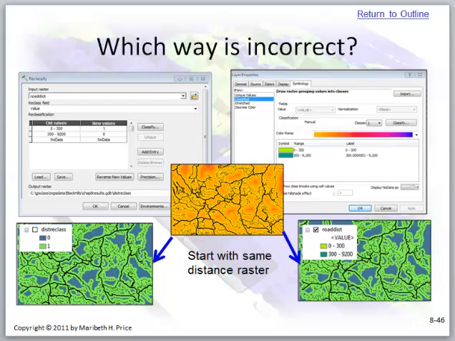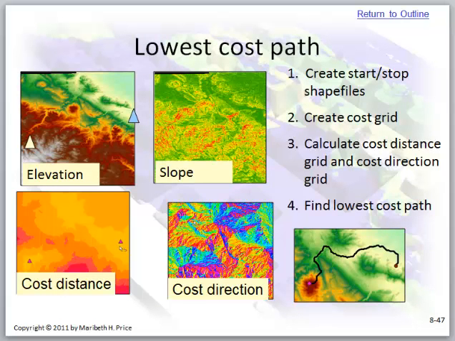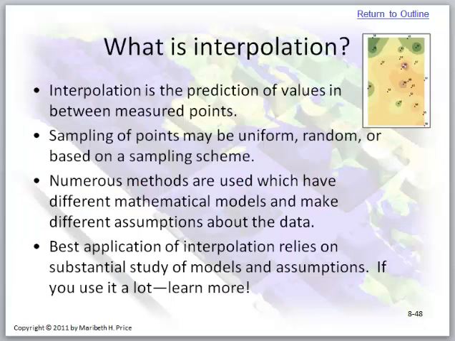Which way is incorrect? You start with the same distance raster, and in this case the choice would be what you're actually looking for. What I'm guessing is they're going to ask us to reclassify. Going from 0 to 300 would provide a 1, 300 to 9200 would be a 0. Here's some more least cost path. We don't use that in this course.